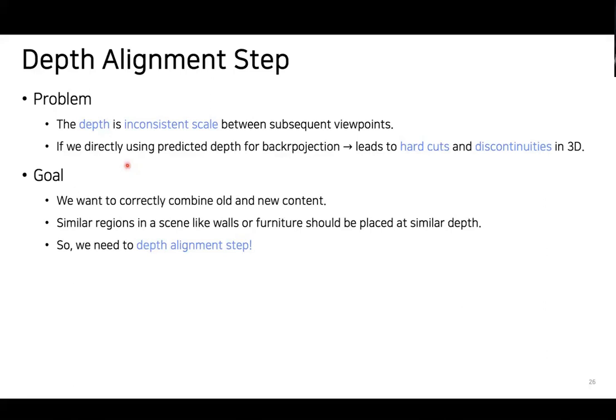So the goal we aim to achieve through depth alignment is as follows. We want to correctly combine the old depth and new depth content. And similarly, in the scene, things like walls or furniture should be placed at similar depths. So we need two depth alignment steps.